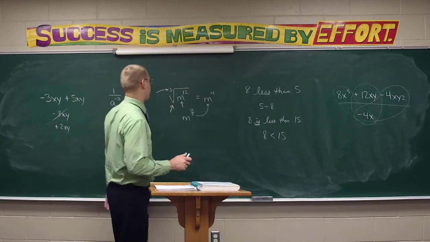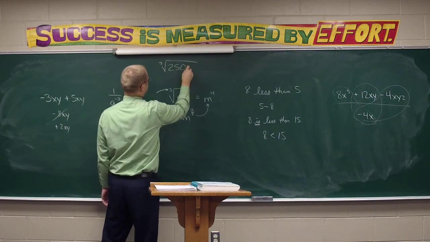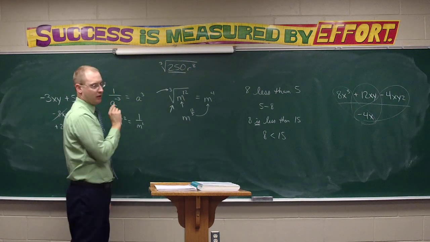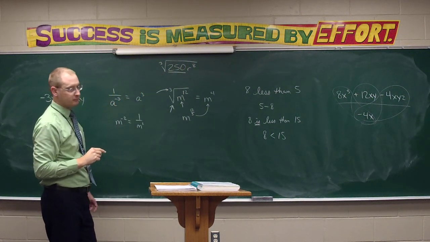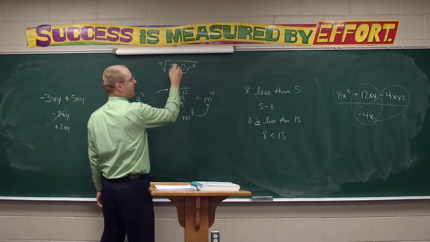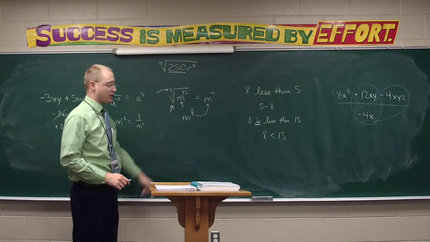Normally, that means, for instance, if we had like the cube root of 250 r to the 8th or something, what would I want to do with my number? Factor. When in doubt, guess factor. We would want to factor it into something that is a rational radicand with the irrational part to make it smaller.